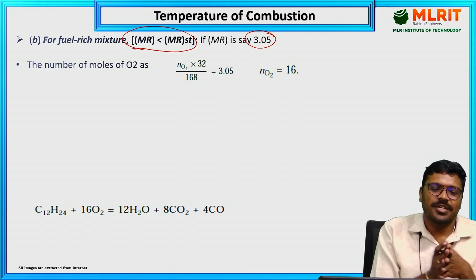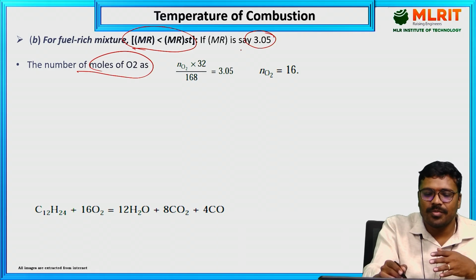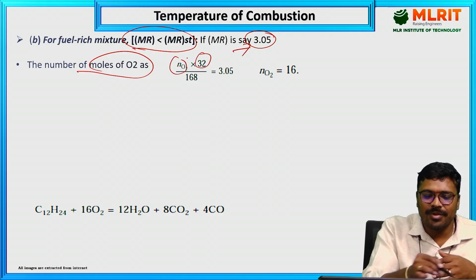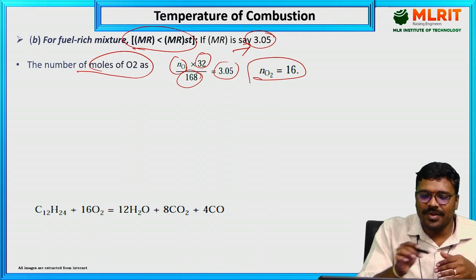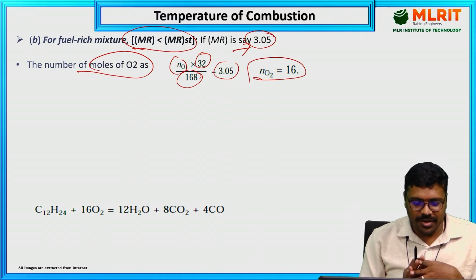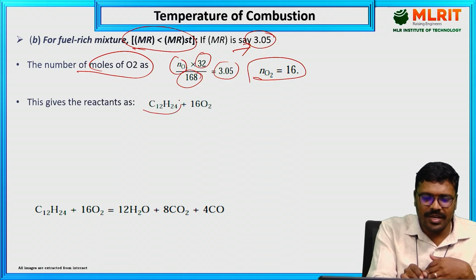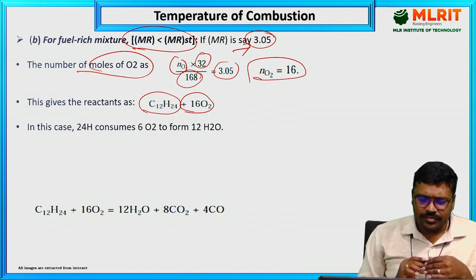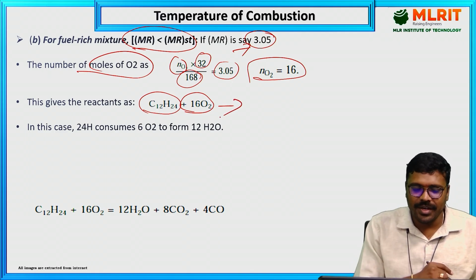Let us consider the mixture ratio 3.05, and we have to calculate the number of moles of oxygen required to maintain 3.05. The number of moles of oxygen we don't know. So n times the molecular mass of oxygen, 32, over kerosene, 168, should be equal to our mixture ratio 3.05. Then you will get the number of moles of oxygen required as 16. So if we write the reaction, C12H24 plus 16 moles of oxygen, and we have to find the reaction, right?